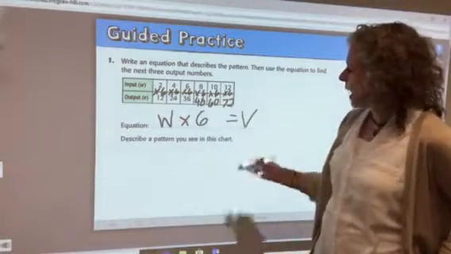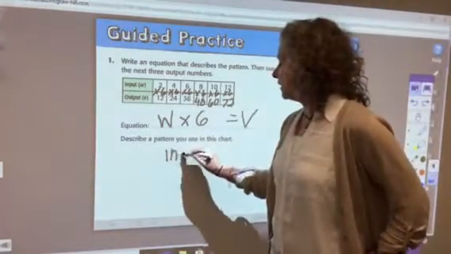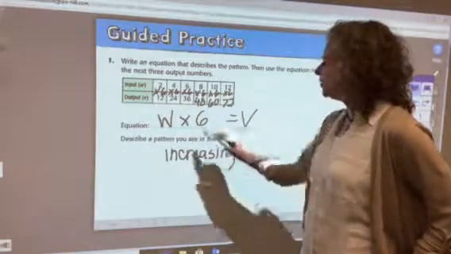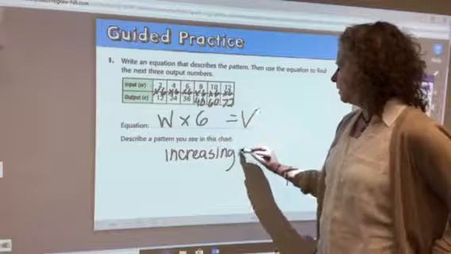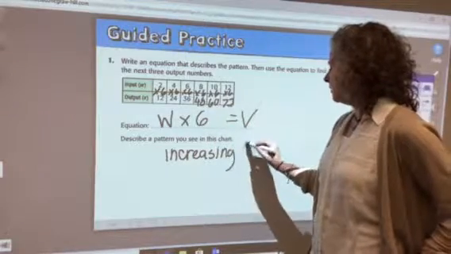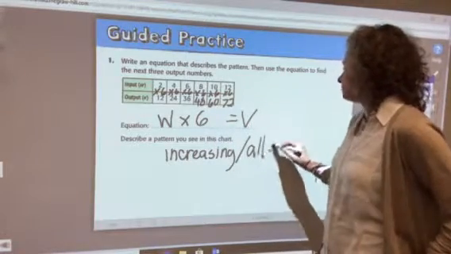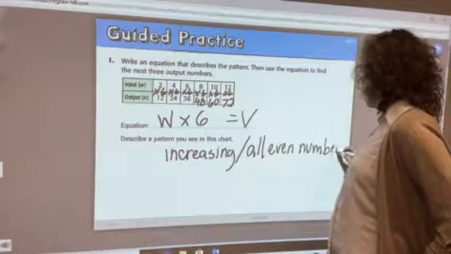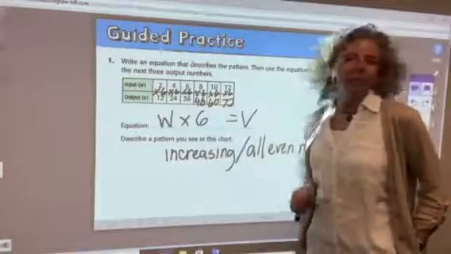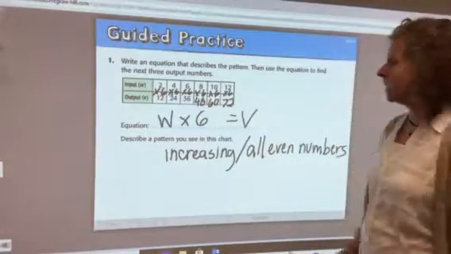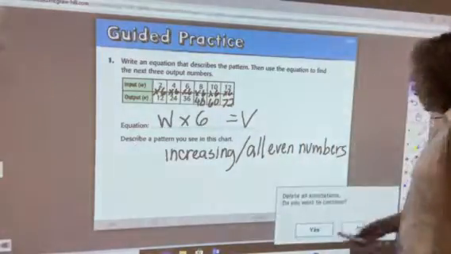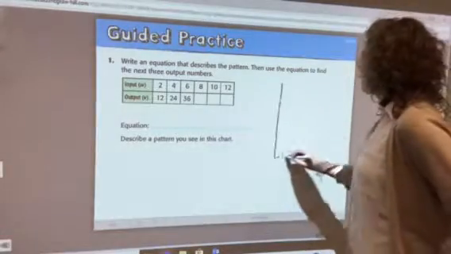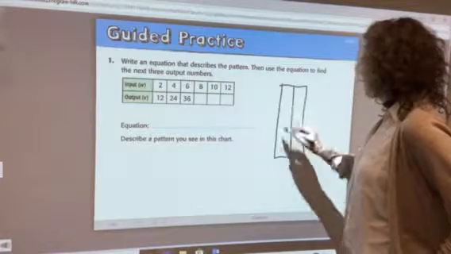So I have to describe this pattern. I'm going to say it's an increasing pattern. The numbers are getting bigger. And what do I notice about all these numbers? They're all even numbers. That's what I'm noticing about my input-output table this time. Now, can input-output tables only get bigger? No, of course not. They could get smaller too. Let's try one of those.